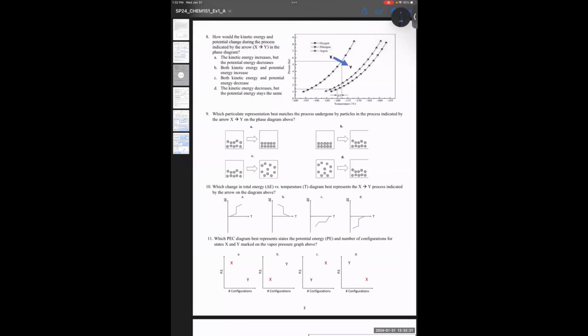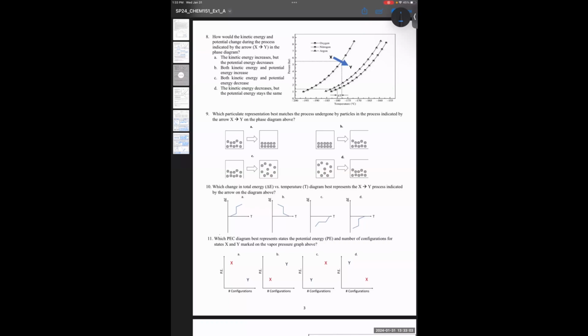Okay, so question 8. How would the kinetic energy and potential energy change during the process indicated by the arrow? Let's look at the potential energy change during this process. You are going from X to Y, and you see that we are increasing the temperature. X has a temperature of minus 185, and Y is minus 175 or minus 173 or something like that. So we are increasing the temperature.